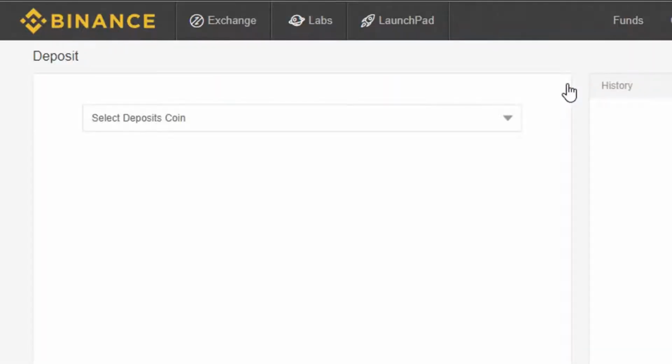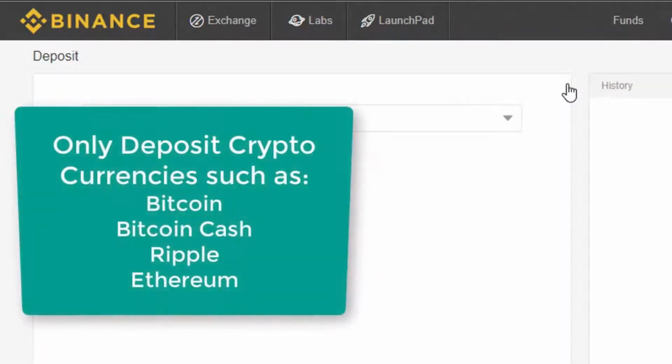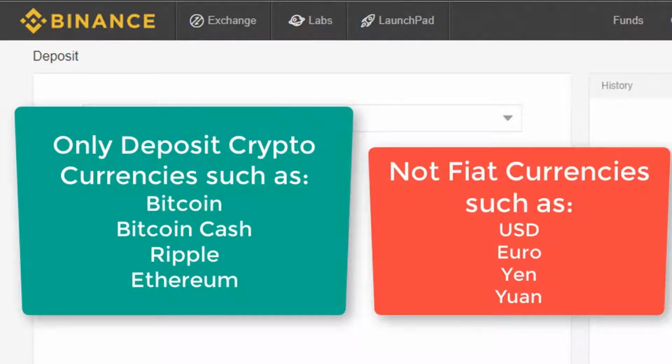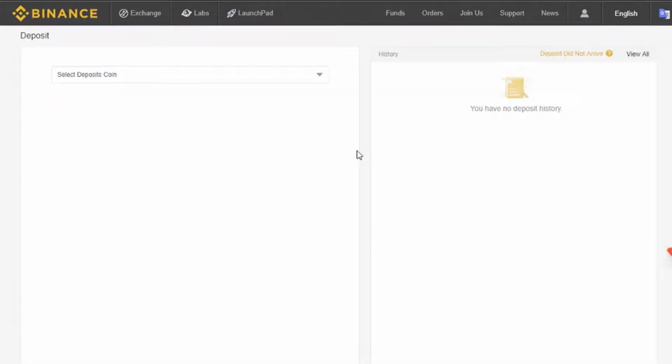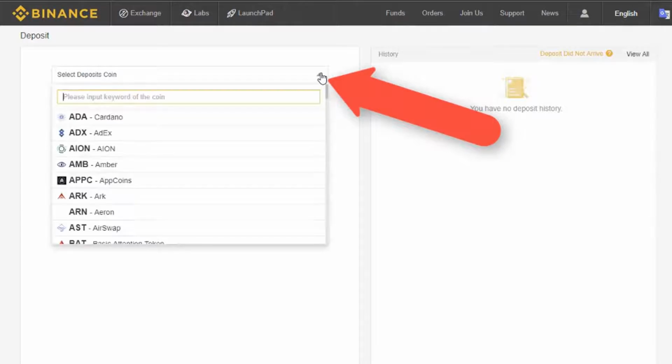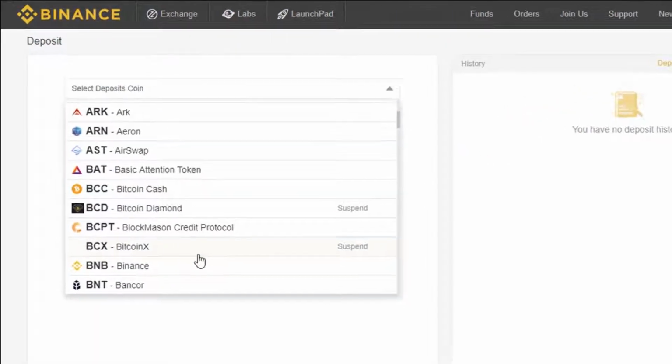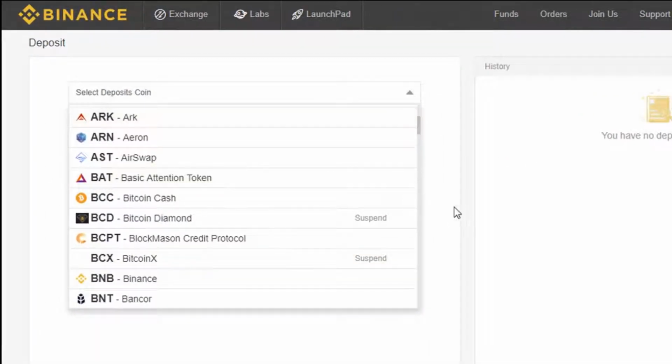Now, Binance does not allow fiat currencies to be deposited, such as dollars, USD from the United States, or euros from Europe. Strictly cryptocurrencies. Let's select a coin to deposit. And we'll do that by clicking on the down arrow and selecting a cryptocurrency. We will use Bitcoin or BTC.